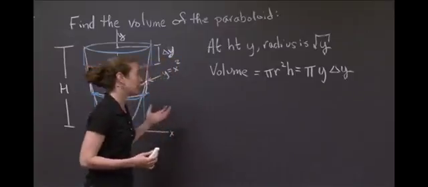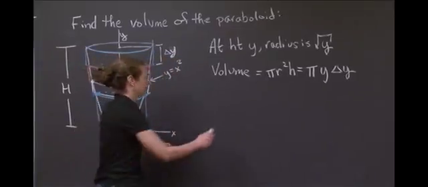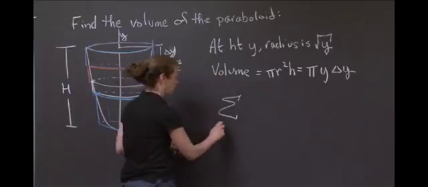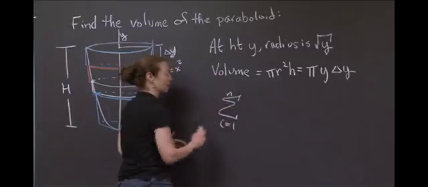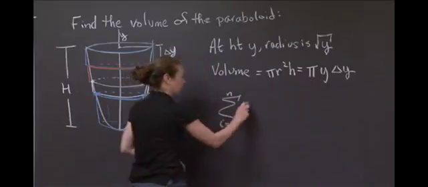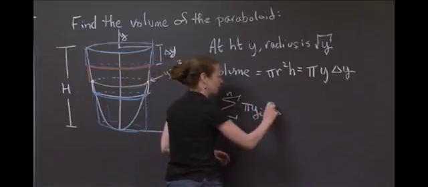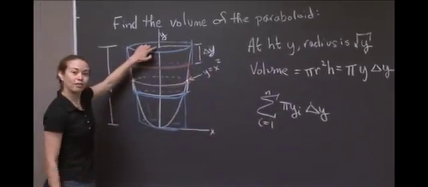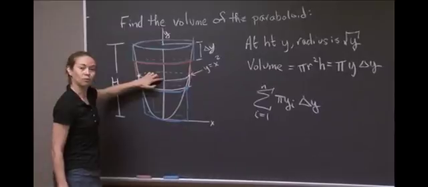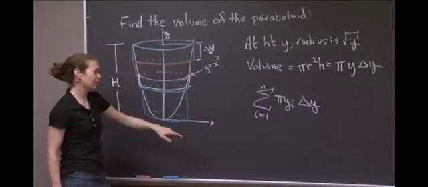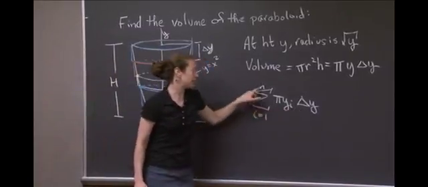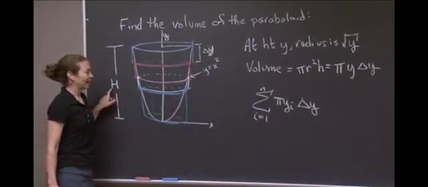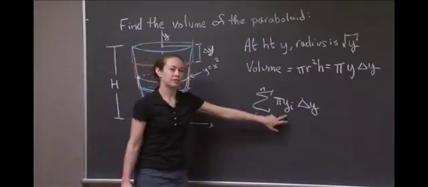And let's say we divide it into n subintervals, right? What would this look like? I'm going to be taking a sum to find the volume of the whole thing. I'm going to take a sum from i equals 1 to n of these kinds of things, pi y sub i delta y. So each y sub i represents the y value at the different height where I'm taking my cylinder. Now delta y in this case, if I divide into n subintervals, is h divided by n.